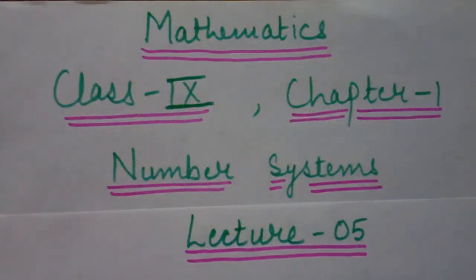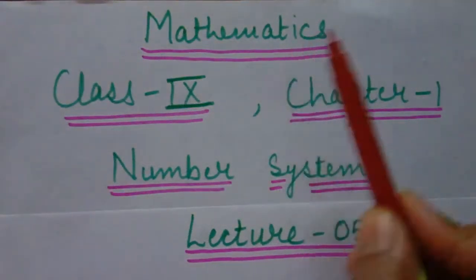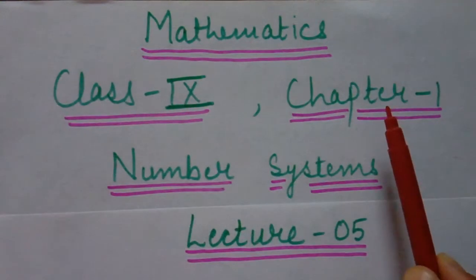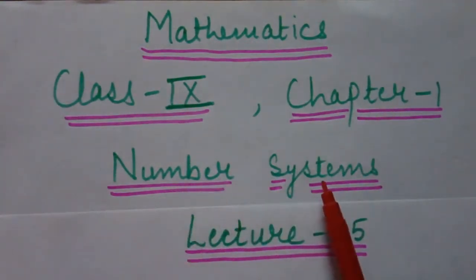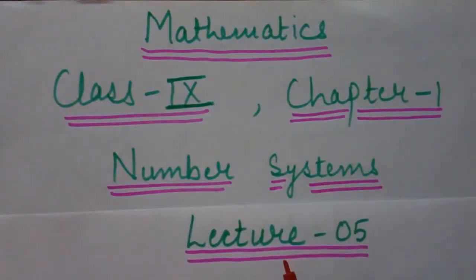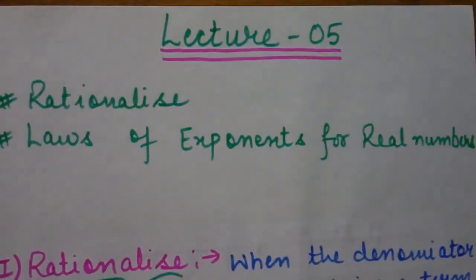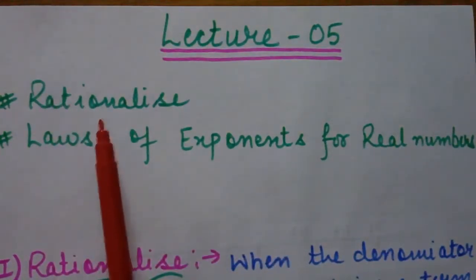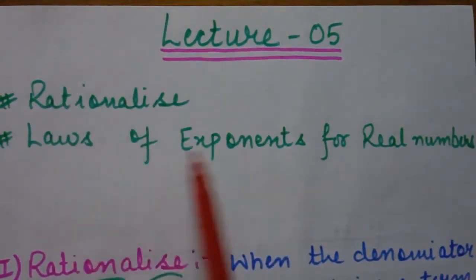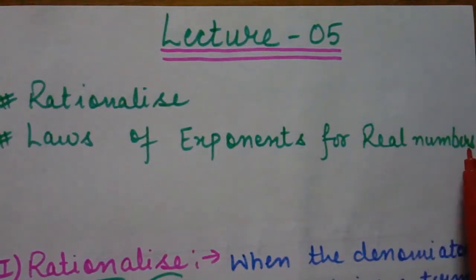Good morning, students. This is your mathematics class for class 9th, chapter 1, number system. This is your lecture 5. In this lecture, we will study rationalization and laws of exponent for real numbers.